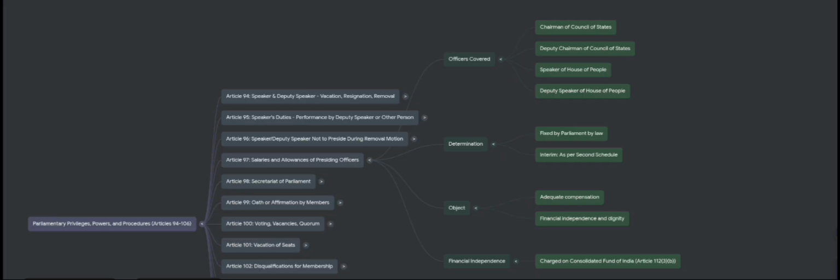It effectively insulates them from political pressures and ensures they are not beholden to the government for their remuneration, which is absolutely critical for their impartiality. So think of it as insulating these critical figures from political arm twisting. By ensuring their financial security is non-negotiable, the Constitution helps them remain impartial arbiters of parliamentary proceedings. And that's a cornerstone of fair governance for the nation, isn't it?